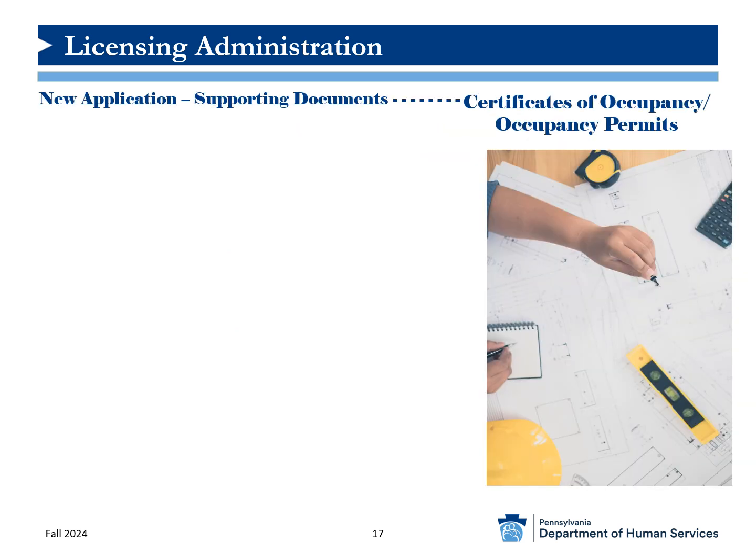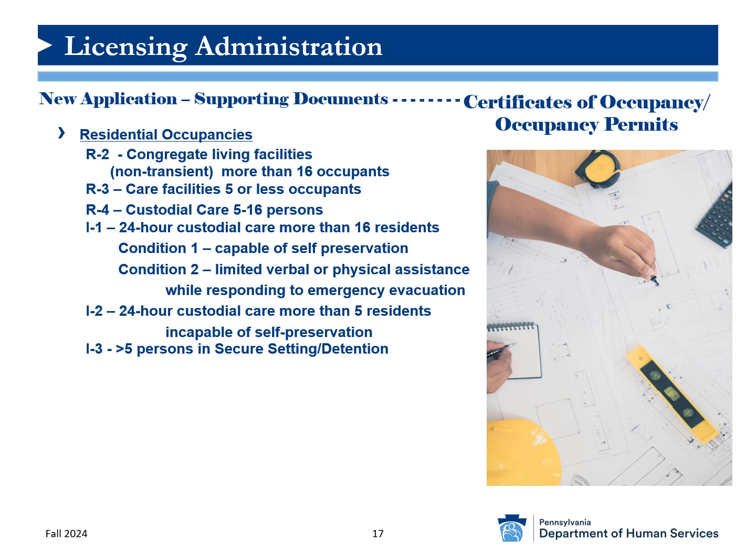We will begin by talking about the certificates of occupancy or occupancy permits. For residential occupancies, these are the types of occupancies we will accept. And this is a building code occupancy. It is not a zoning occupancy.